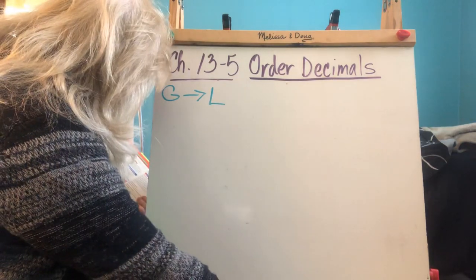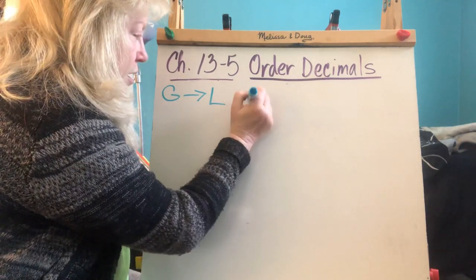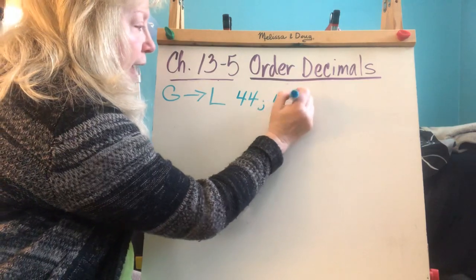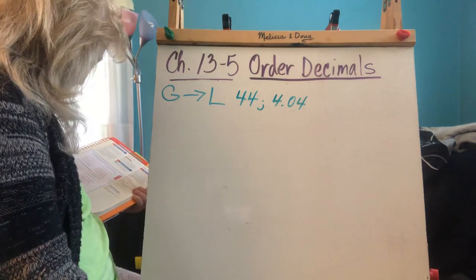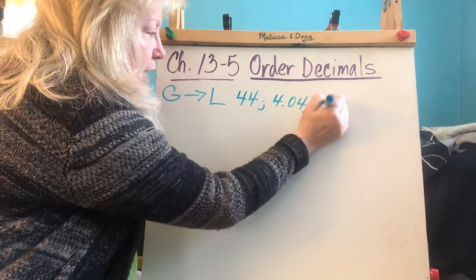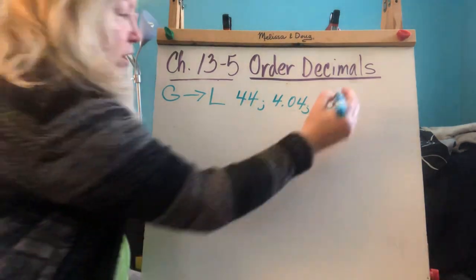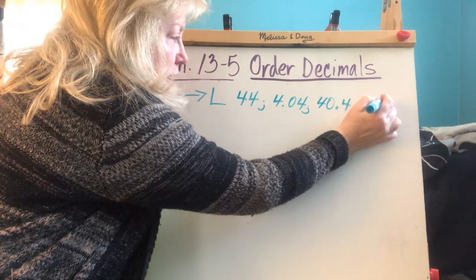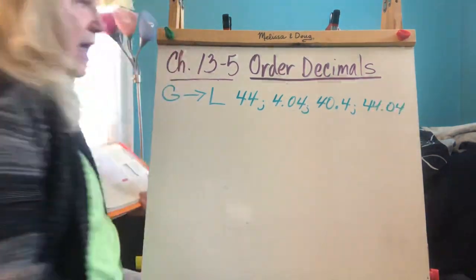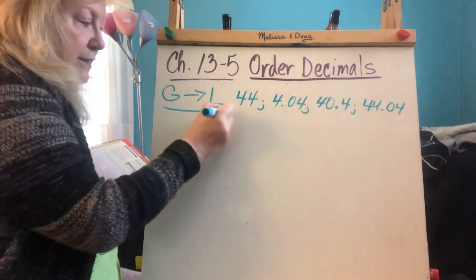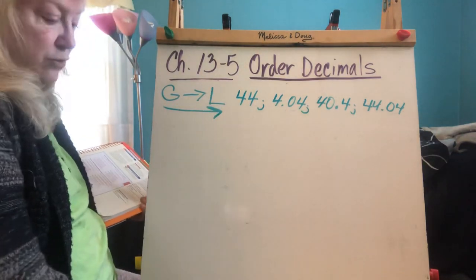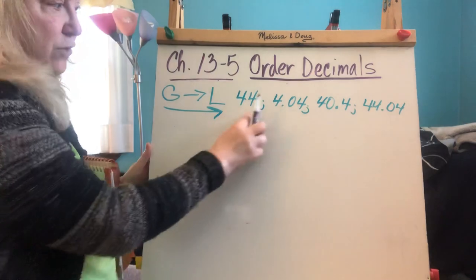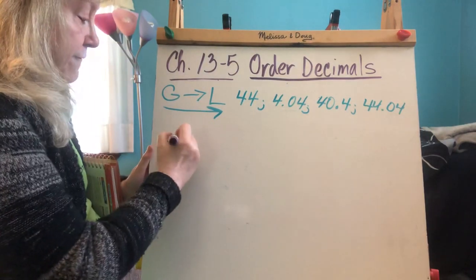So let's do 44 and 4 and 4 hundredths and 40 and 4 tenths and 44 and 4 hundredths. And we are going to do it from greatest to least. So let's rewrite them going down hamburger style.